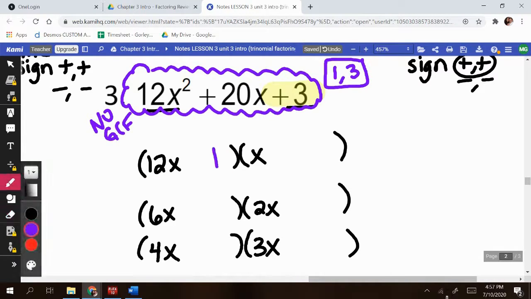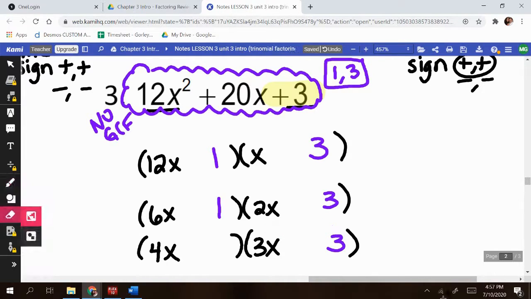So it would have to be like that, if anything. Could I put a 3 in here? No, same reasoning. See how we'd have a GCF? So that's not even an option. So the 1 would go there and the 3 would have to go there. Could I put a 3 in here? No, same reasoning. If there's no GCF in the beginning, there's not going to be a GCF in the factored form. So in that case, the 3 would have to go there and the 1 would go there.